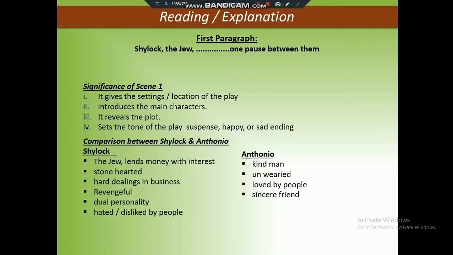Now the first paragraph explains a comparison between Shylock and Antonio. You are going to have a separate question: write a note on Shylock's character and Antonio's character. In this way you are going to write a comparison between Shylock and Antonio. So these are some important points that I gathered from the passage for your convenience.